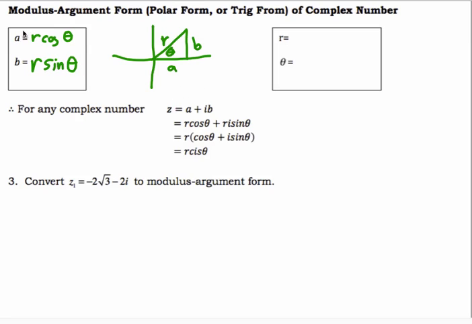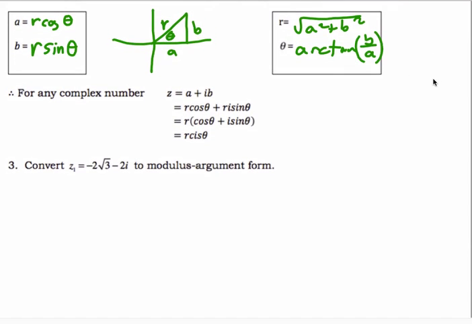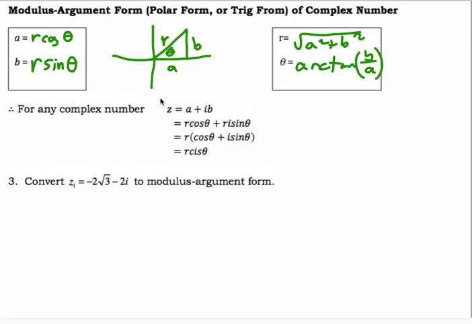Alright, so this is a way of helping you change from modulus argument form to Cartesian form. We'll see that in a second. Also note that we saw this before: R equals root A squared plus B squared, and the argument is equal to arctan B over A. But be careful of that one, because you have to check the graph to see what quadrant the complex number is in.